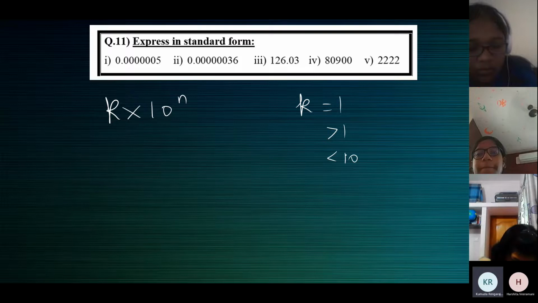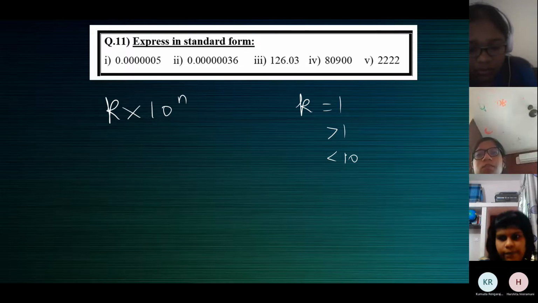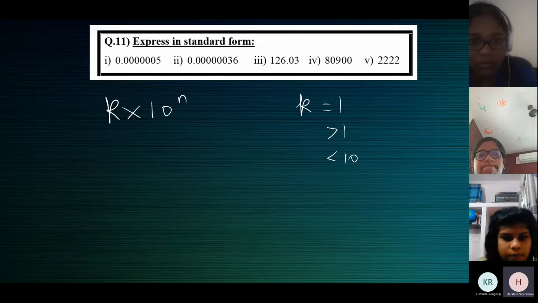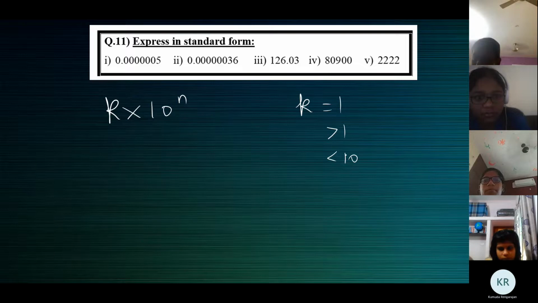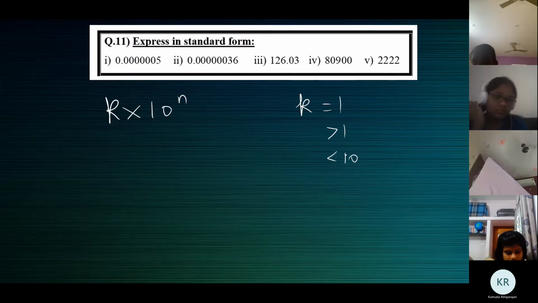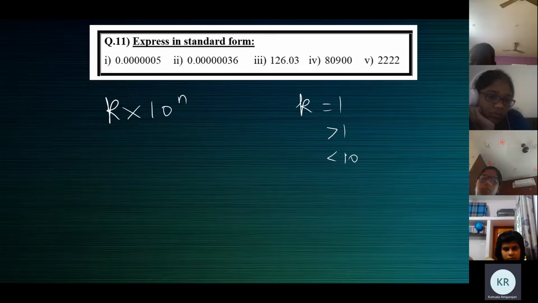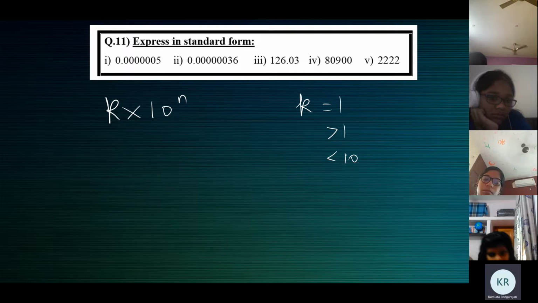Can the value of k be 1? Yes, it can be 1 or anything more than 1. Can it be 10? Cannot be 10. It should be less than 10. The value of k can be 1, but it cannot be 10. It can be 1, anything more than 1, but less than 10.